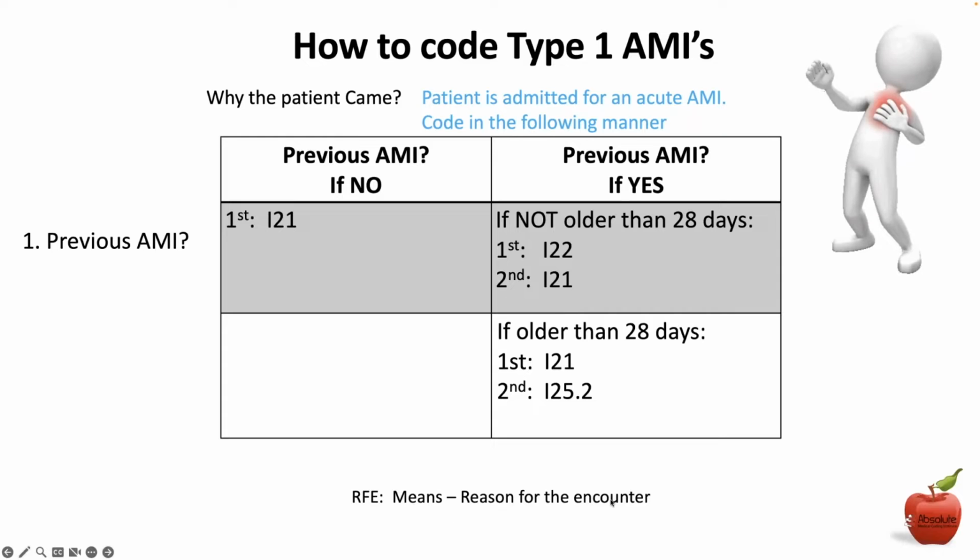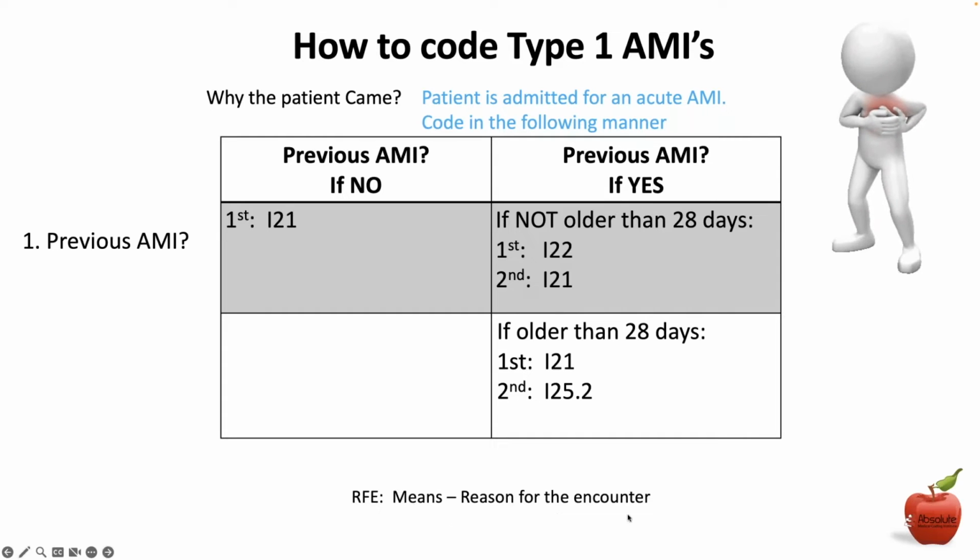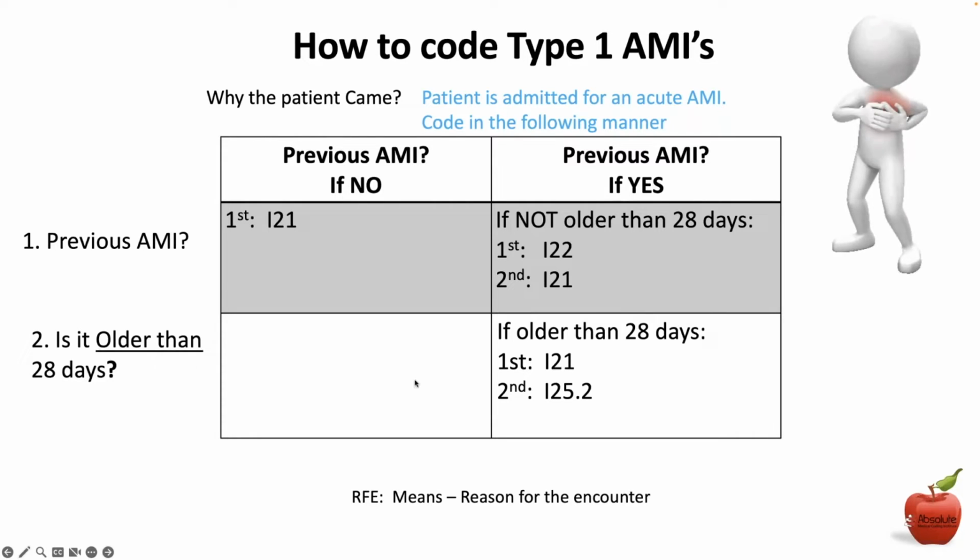Remember, the reason for the encounter is always significant. So why did he walk in? He's walking in for a recurring infarction, so that's what we code first. Another thing: if the other infarction occurred more than 28 days ago and he's here for a recurring one, you're going to sequence first I22.1, second I25.2.